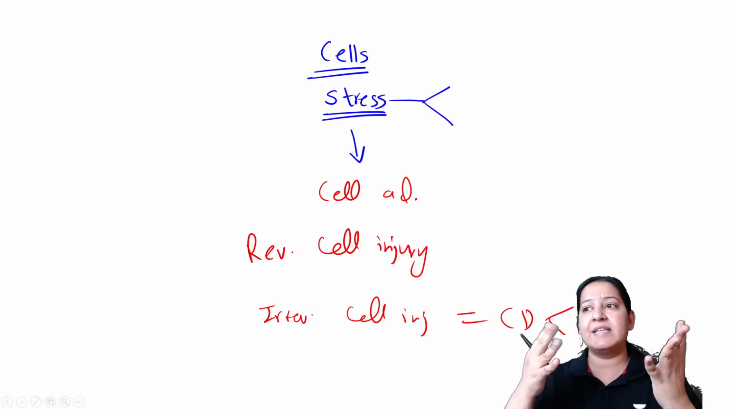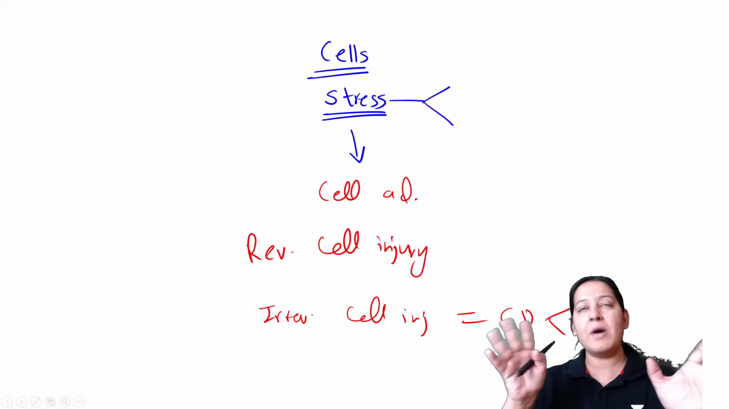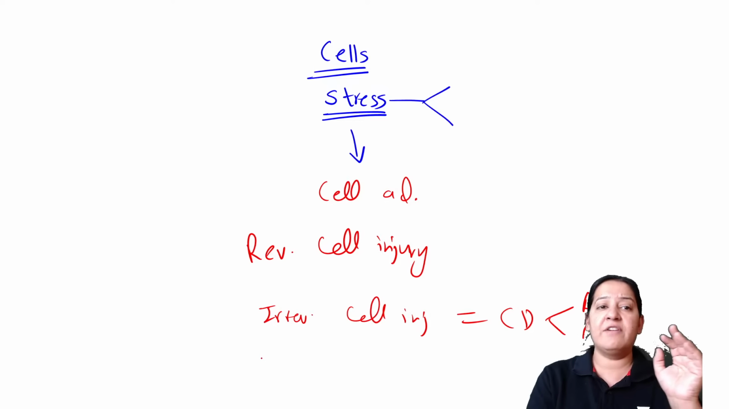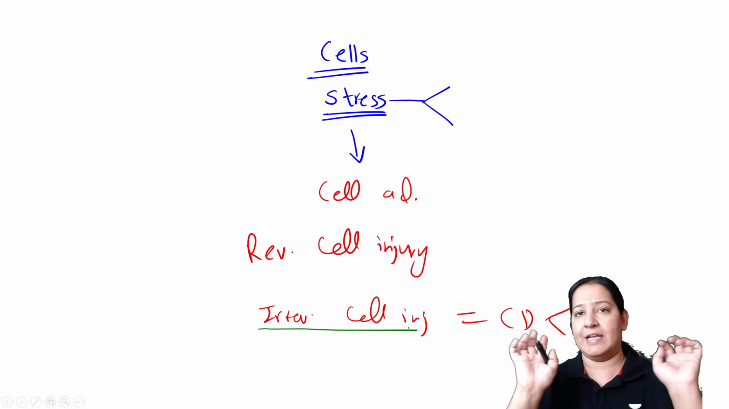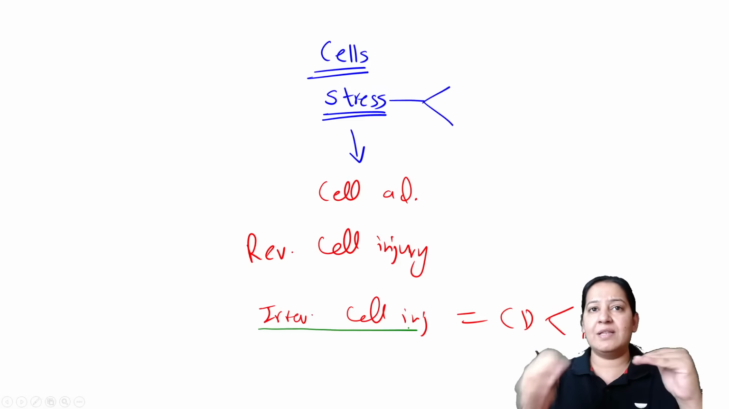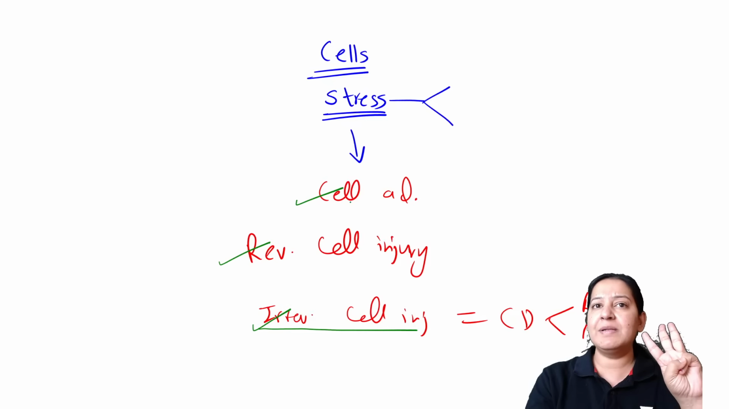So who will decide whether the cell will die by apoptosis or by necrosis? We will come to that point in cell death, or irreversible cell injury. Currently I am teaching you reversible cell injury, right? Now you can learn these 3: cell adaptation, reversible cell injury and irreversible cell injury.